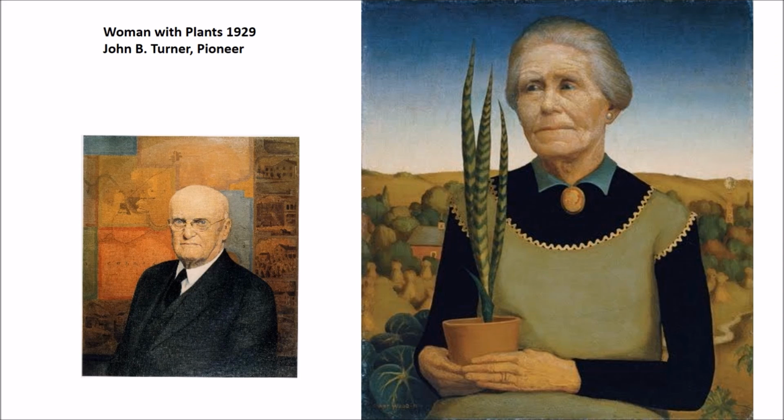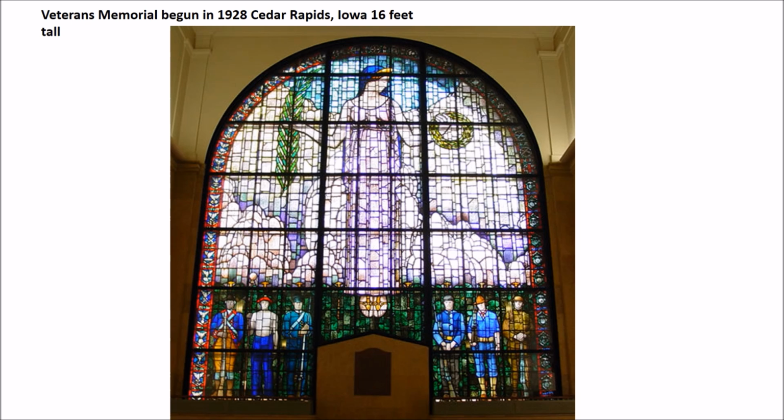And from this, it's interesting because then very shortly afterwards, we have a complete change in his dynamic, and we have the very famous Woman with Plants from 1929, which is modeled after his mother, and with the wonderful rickrack around the side. It's also in this time that he gets the commission to work on a Veterans Memorial in Cedar Rapids in 1928. This is a gigantic piece of stained glass that's like 16 feet tall.